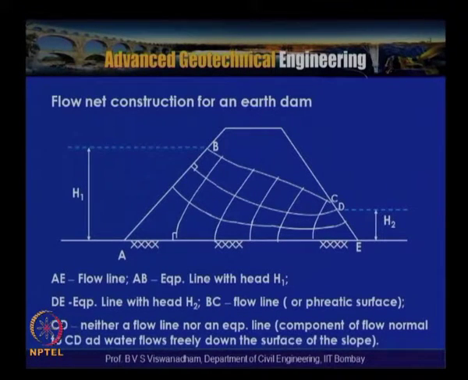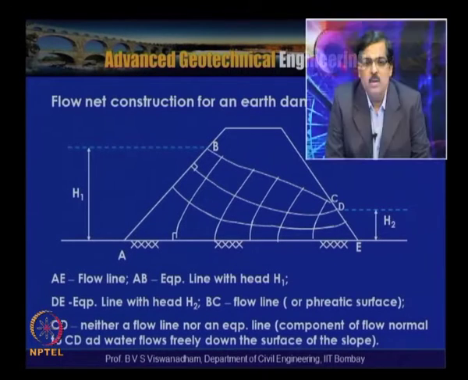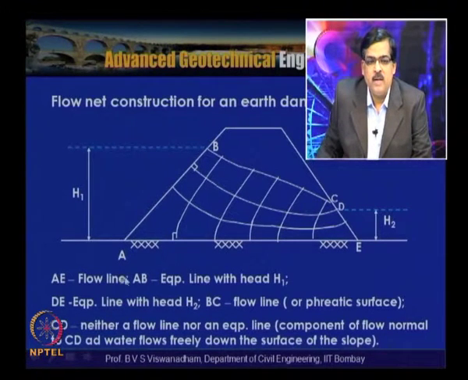But if you look at this flow net construction for an earth dam, here AE, which is the dam resting on impervious stratum, happens to be a flow line, AB is an equipotential line, and DE is an equipotential line with a head H2. So, the head drop or potential drop is nothing but H1 minus H2, and BC is the flow line. What we are discussing is the top flow line, and 1, 2, 3, or you can say 2.5, these are the flow channels.